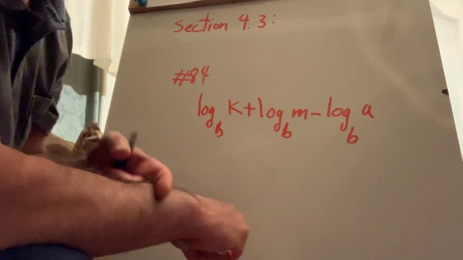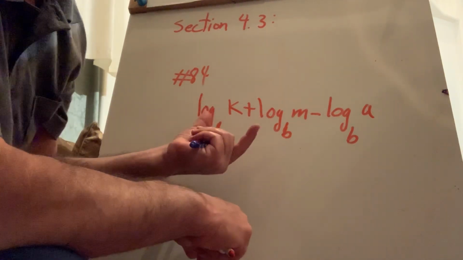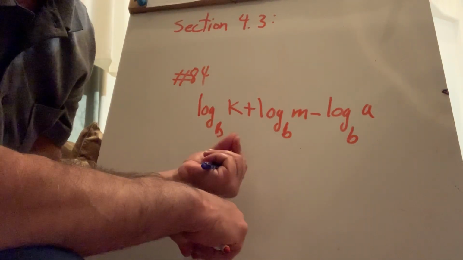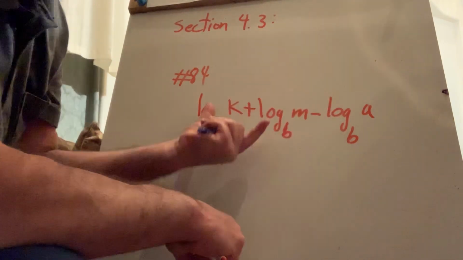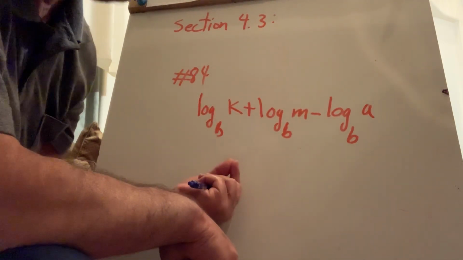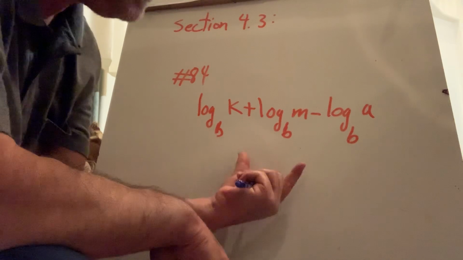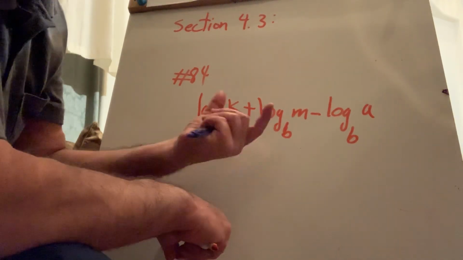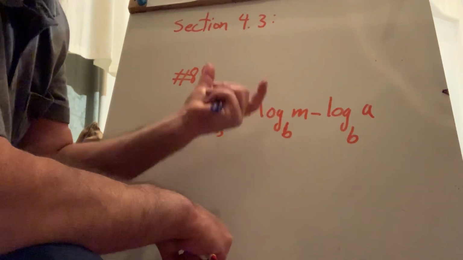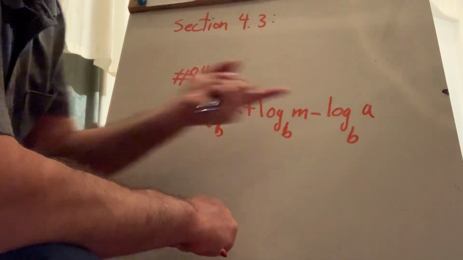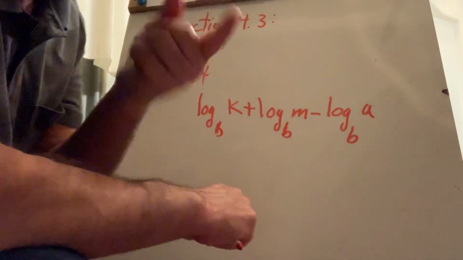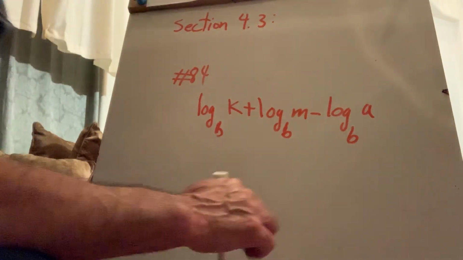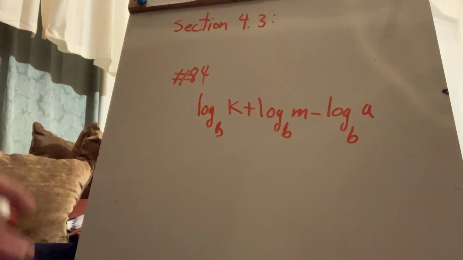And number 2, make sure you combine or condense just 2 logs at a time. In other words, don't look at all 3. Just take the first 2, condense them to 1 log, and then bring the next one down, and then condense those 2 to 1 log. In other words, take 2 logs at a time, combine them to 1 log, and go from left to right. If you follow those 2 ideas, you will always get the correct answer, okay?